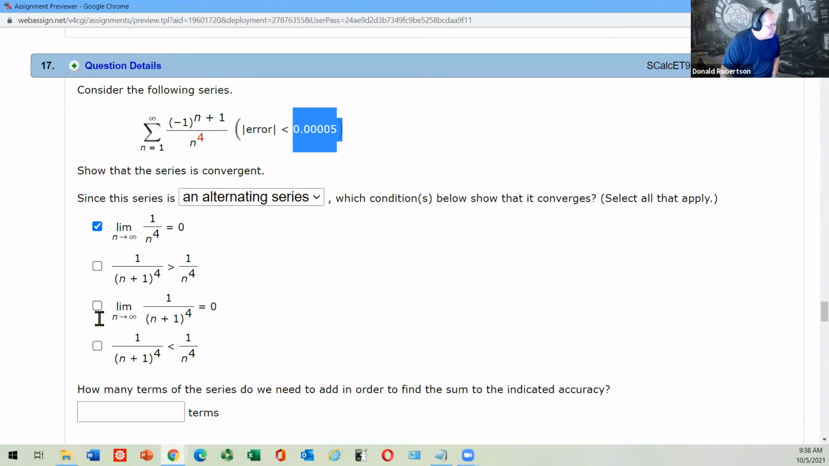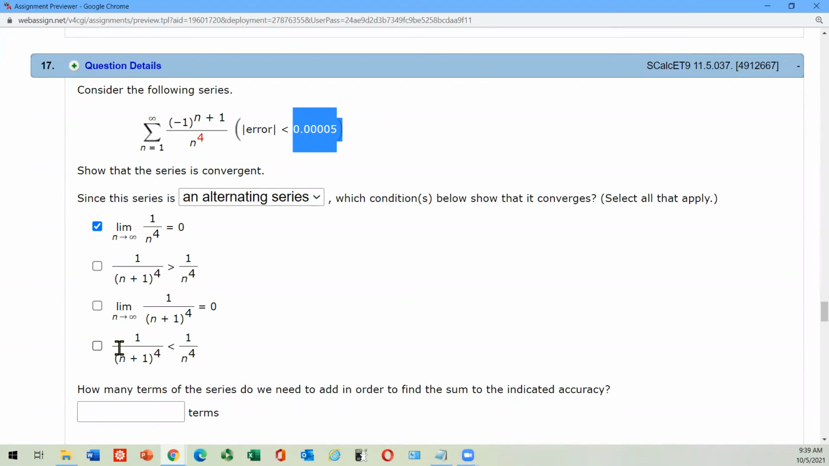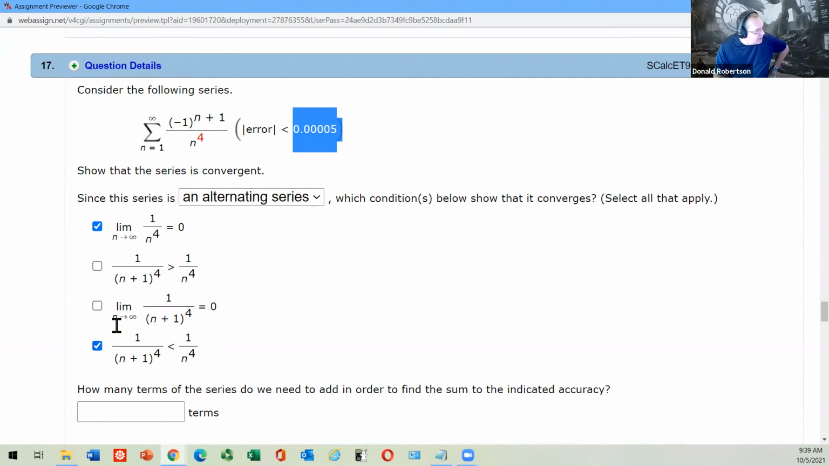Which one of these three boxes that are left is saying that the next term is less than the one that came before? Because the way they've written it is not English. It's mathematical, but it means it's decreasing. The last one. Yeah. Think of that as the n plus 1 term, right? The next term is less than the previous. You see, they use that n plus 1 trick.